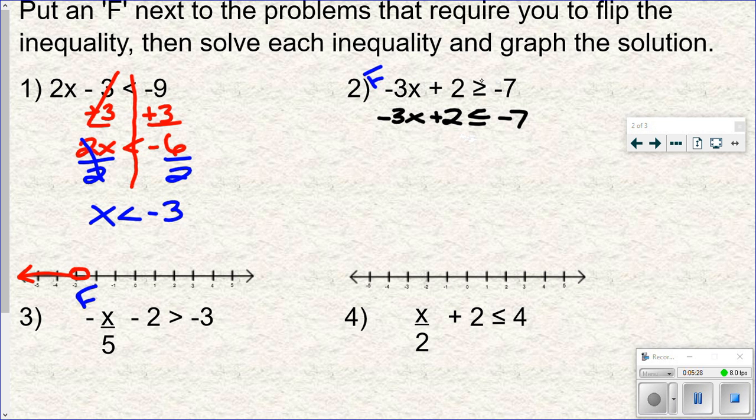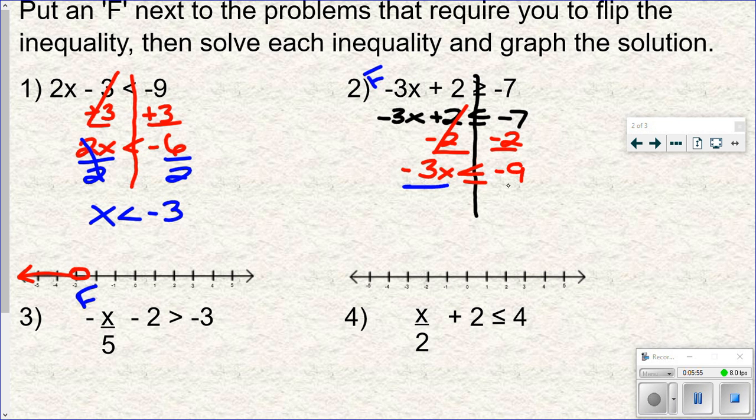Now I have a two-step problem to solve. I'm going to solve it just like I solve a two-step equation. I see plus 2, so I'm going to do -2. So 2 minus 2 is 0. Bring down the -3x. Bring down my inequality symbol. Remember, I flipped it. -7 minus 2 is -9.